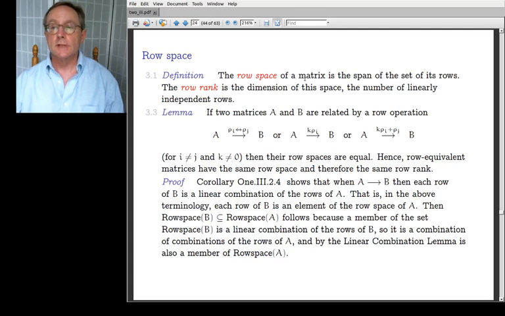So again, the result says that if two matrices are related by row operations, then their row spaces are the same, and so row equivalent matrices have the same row space, and in particular have the same row rank.